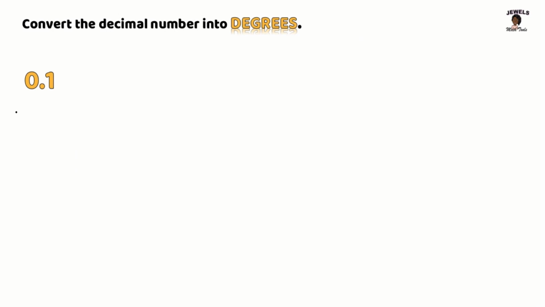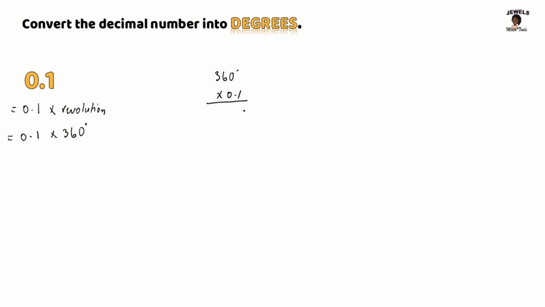In our first example today, we're going to be converting our decimal number 1/10 into degrees. And remember that whenever you're converting a number into degrees, it means that you're multiplying that number to a revolution. And remember that when it comes to degrees, our revolution is equal to 360 degrees. So that means that my decimal number 1/10 will be multiplied to 360 degrees. So I'm going to be multiplying my 360 degrees times 1/10.